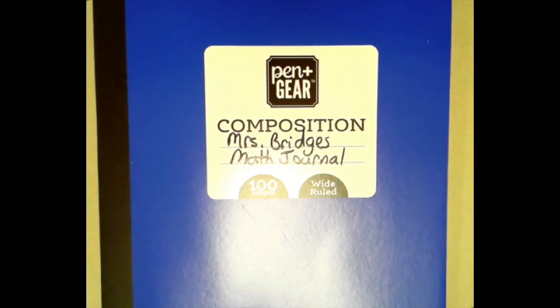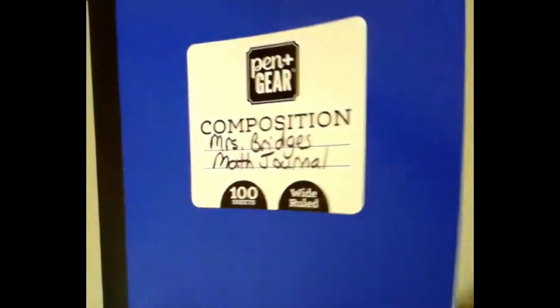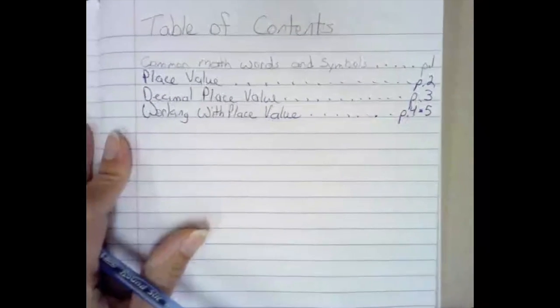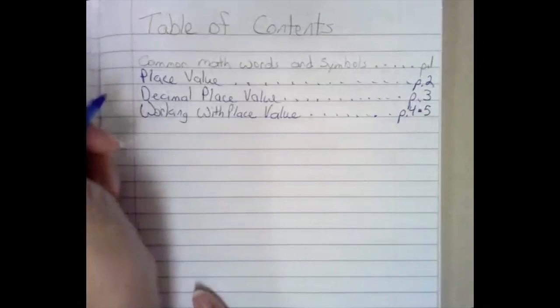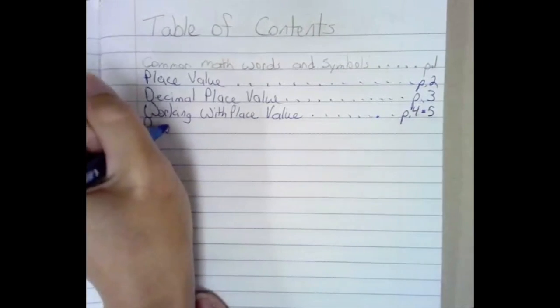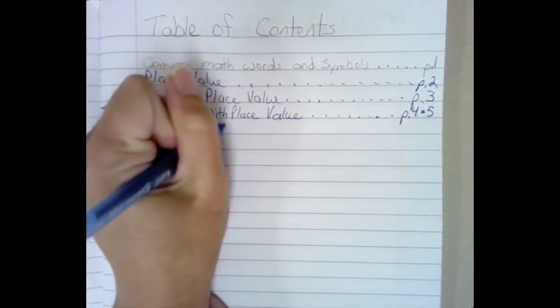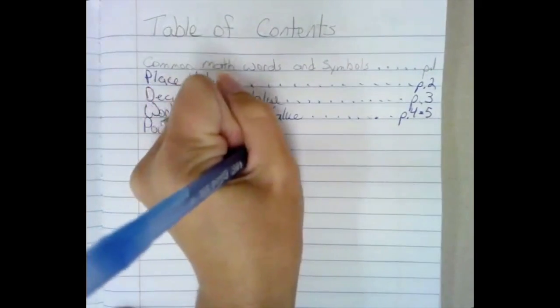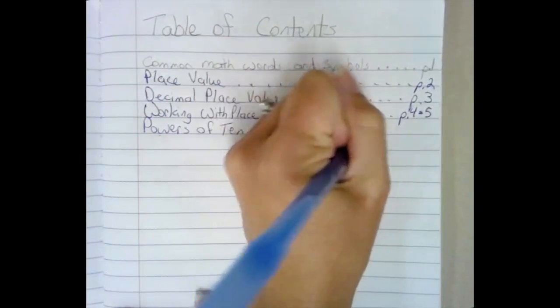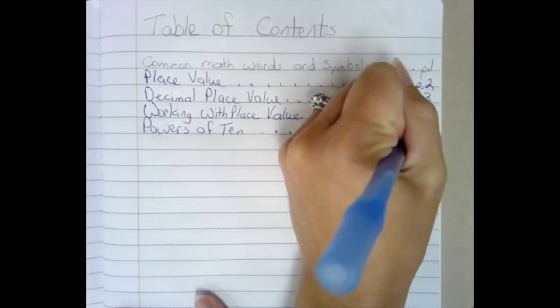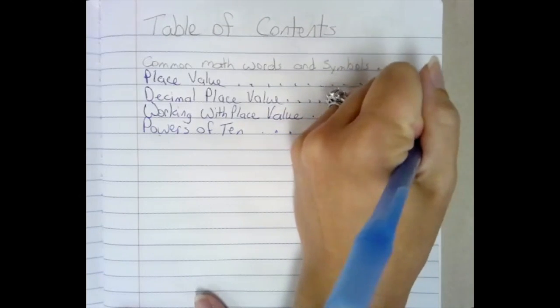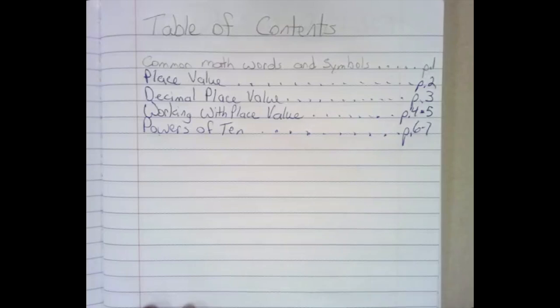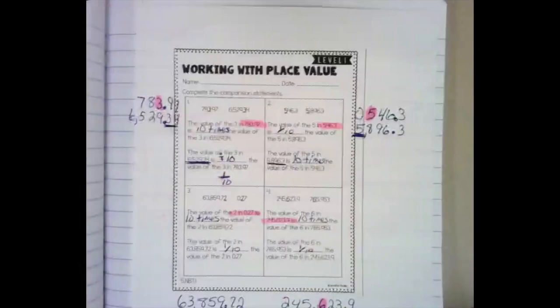All right, for math notes today, we're going to turn to our table of contents like we always do first. Remember, we do not skip lines in our table of contents. We're going to write powers of 10. And we're going to take 2 pages of notes today. So you're going to write page 6 and 7 for powers of 10. Once you have that written down in your table of contents, you can turn to page 6 and 7.